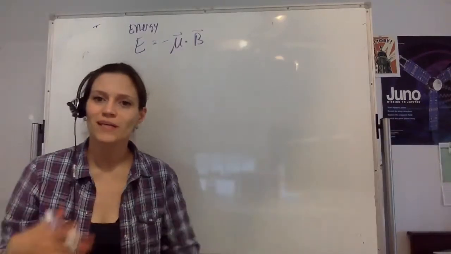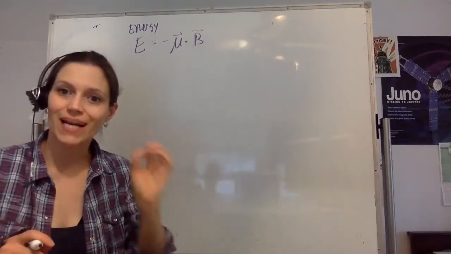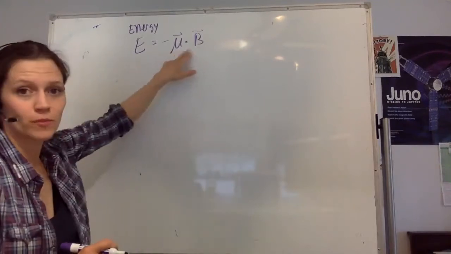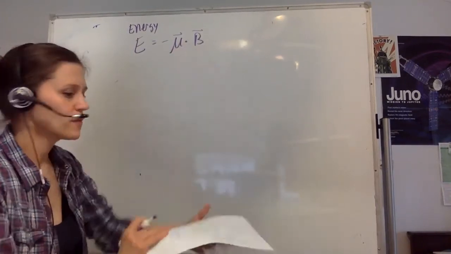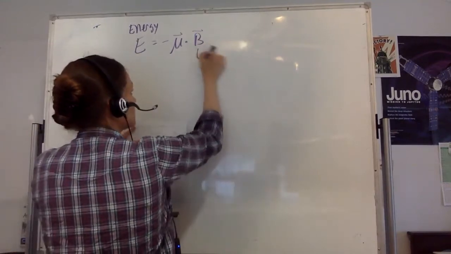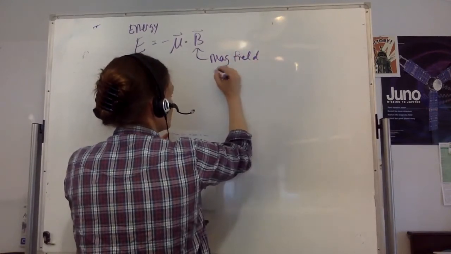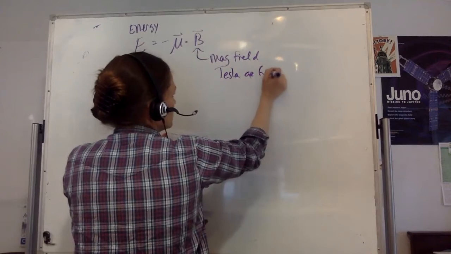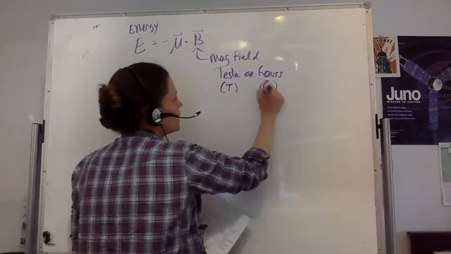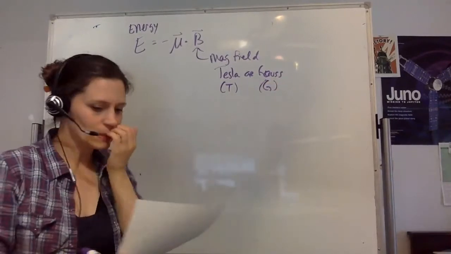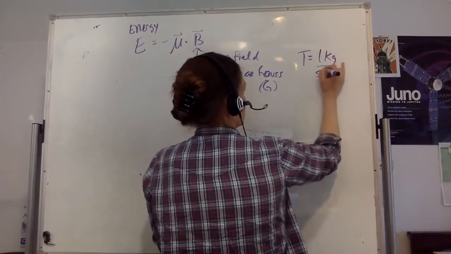Okay, now we're going to talk about the energies of those 2 states, the alpha and the beta state. When you're dealing with magnetic fields, the energy is equal to the magnetic moment, the vector of the magnetic moment, dotted with the magnetic field. So this is the magnetic field, and it's in units of Tesla or Gauss. Tesla would be a T, Gauss would be a G. And Tesla is equal to 1 kilogram per second squared amp.